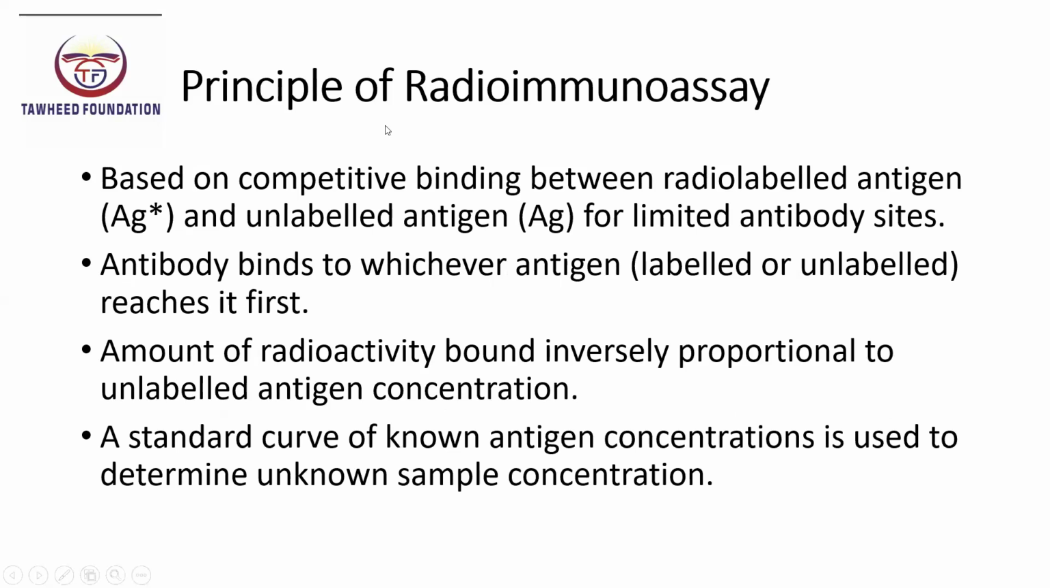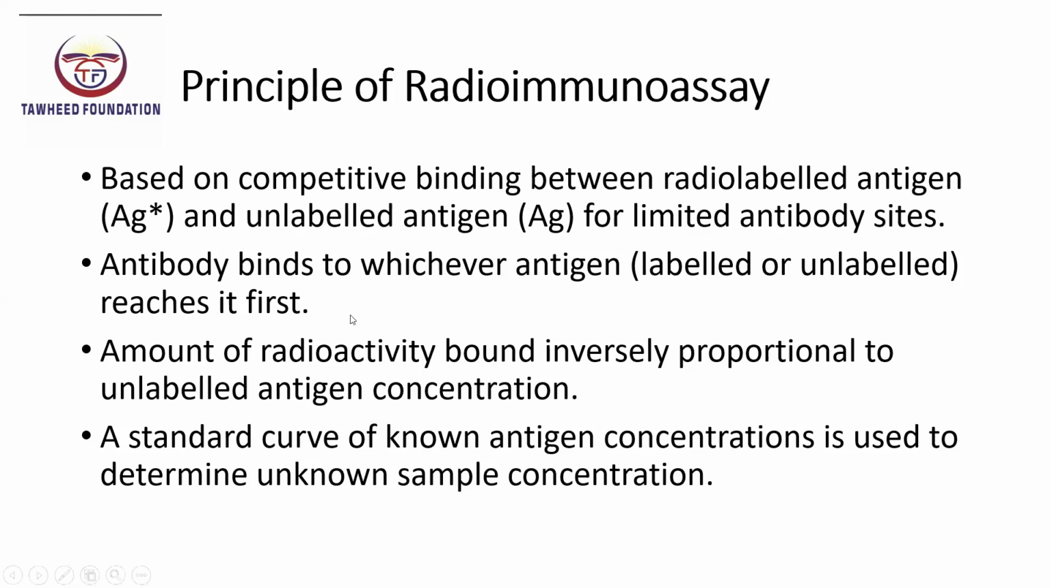Principle of RIA. The principle of RIA is founded on the concept of competitive binding between a radio-labeled antigen, that is Ag*, and unlabeled antigen, that is Ag, for a limited number of specific antibody binding sites. Because the antibody can bind to only a fixed number of antigen molecules, the labeled and unlabeled antigens compete for these sites. During the reaction, both antigens have equal access to the antibody. Whichever antigen encounters the antibody first occupies the binding site.